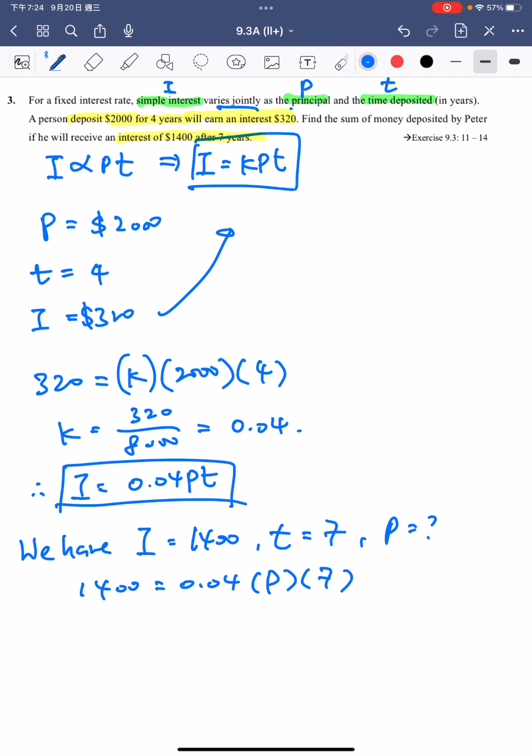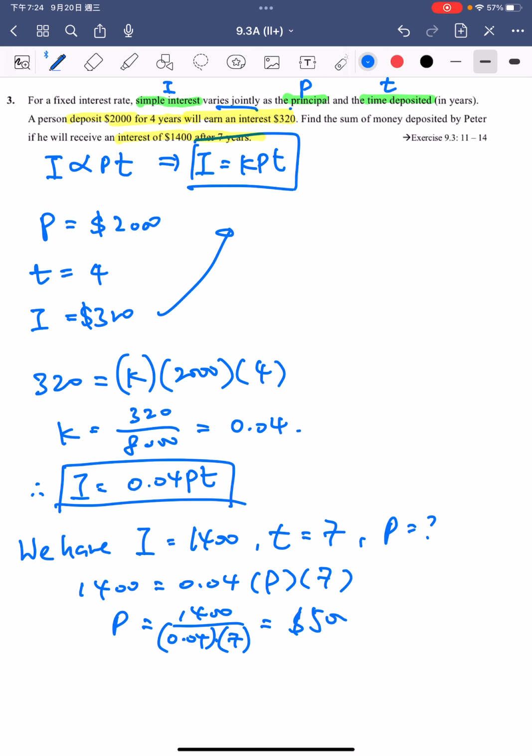So after using the calculator, we can find that P is equal to 1,400 divided by 0.04 times 7. Then by using your calculator, you can find the answer will equal 5,000. So if you first deposit 5,000 for 7 years, then after 7 years you can get this $1,400. But actually, what is the meaning of this 0.04?